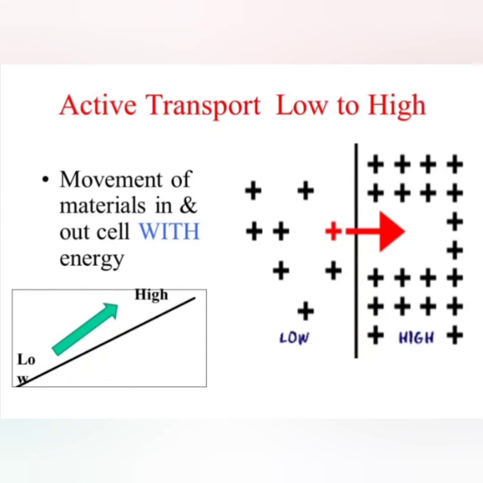At the bus station, there is lower concentration of people. Inside the bus, there is higher concentration of people. To make their space inside the bus, they will exert energy to get inside. The same happens in the active transport of the cell membrane. Outside of the cell there is a very low concentration of molecules in comparison to the inside of the cell. The molecules outside want to get inside, so they will exert pressure, and that pressure or energy is supplied by ATP.